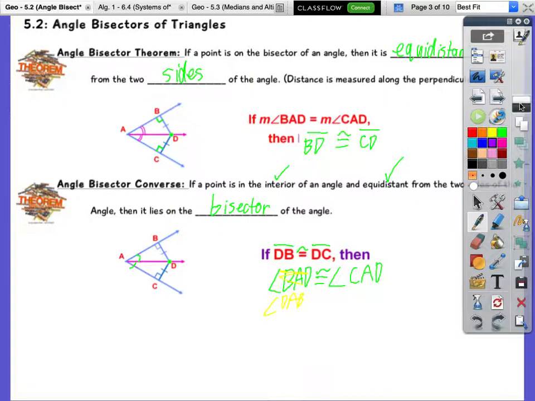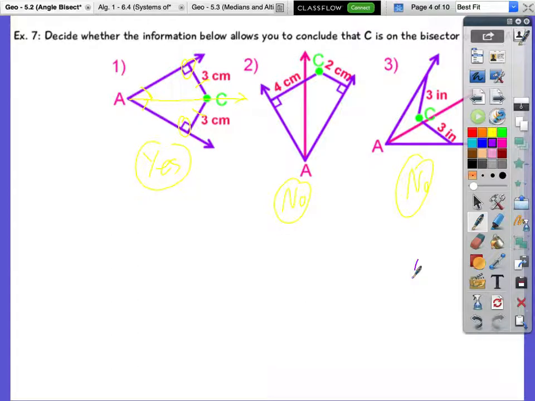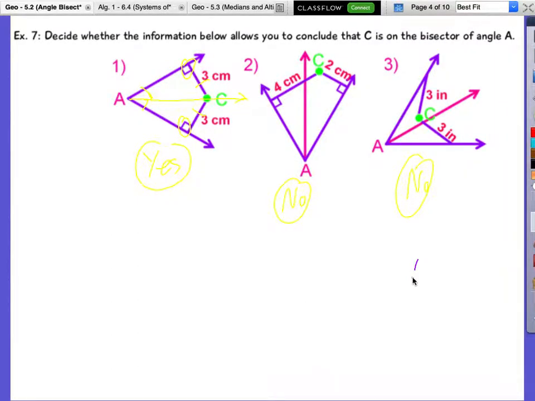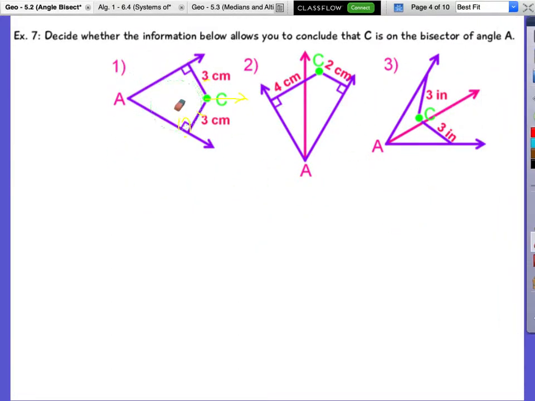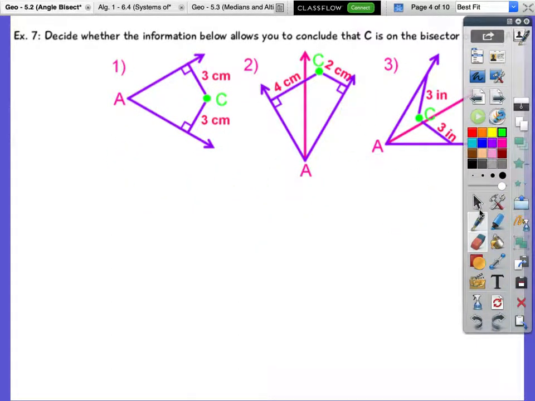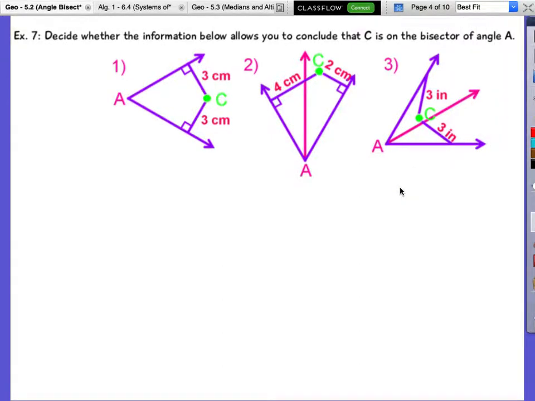We talked about that. Then we progressed to saying, do we know whether point C is on the bisector of angle A? We said yep. We did this together, right? No? Oh, okay, my bad. Well, we'll do that now. So, on number 1, do we have enough information to say that point C is on the bisector of angle A? Yes, you saw it up there, right?